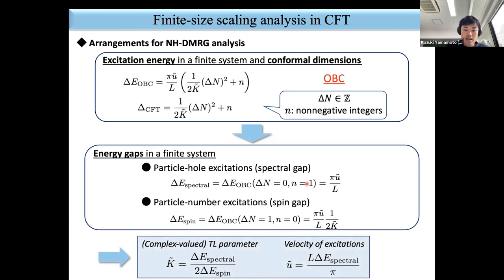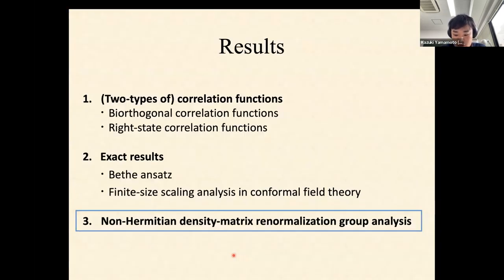Okay, then we are ready for the non-Hermitian DMRG calculation, because we have obtained the complex valued Tomonaga-Luttinger parameter and the complex valued velocity of excitations from the spectral gap and the spin gap, which is easily obtained from the non-Hermitian DMRG analysis. Okay, now I go to the numerical results.